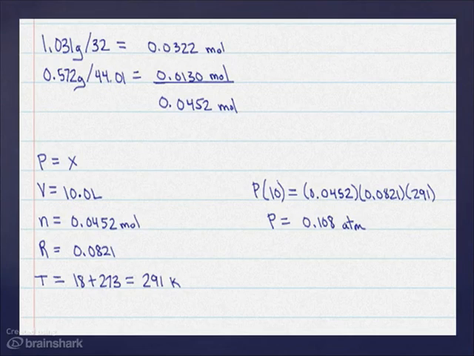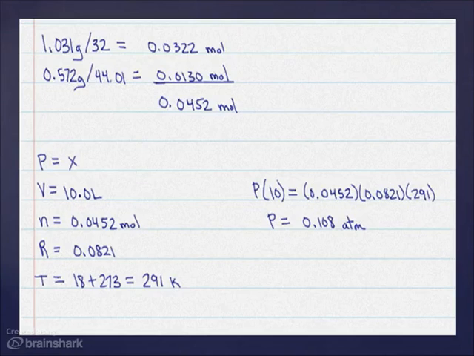Now if you add those two mole amounts together, you would end up with 0.0452 moles. And just by knowing the total amount of moles, you can then find the total pressure of that particular container as well. You would do it just like you would any other PV equals nRT equation. For volume, it was 10 liters. For number of moles, you would take the total that you just figured out, so 0.0452 moles. R would just be 0.0821. Temperature would be the 18, but you have to add 273 to change it over to Kelvin, so you'd have 291 Kelvin. And you'd look for pressure in this case.